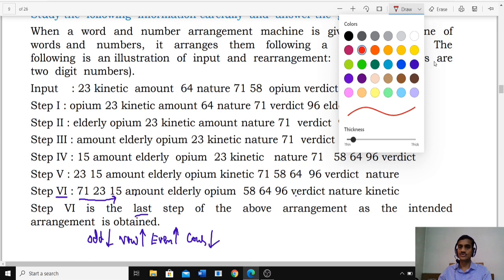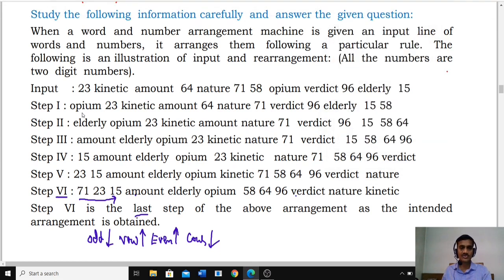Then coming to the first one, how these elements were arranged. OPM, whatever this OPM is, is starting with a vowel. The word which is starting with the highest vowel O. And next one, here 58. Whatever this 58 is, is the least even number. Highest vowel and the least even number, first these two were arranged. OPM.